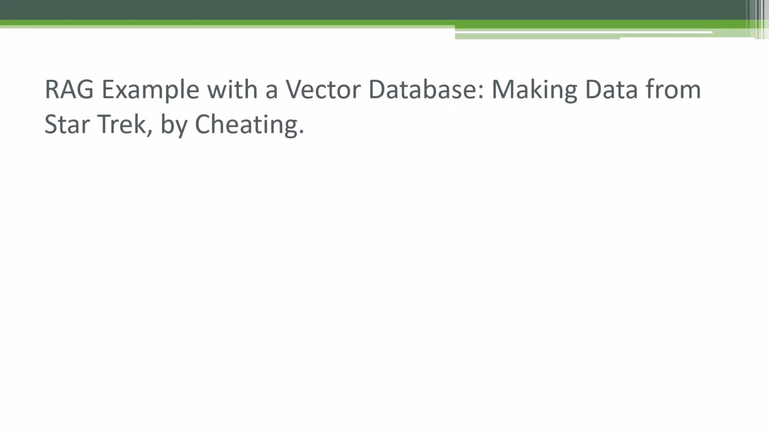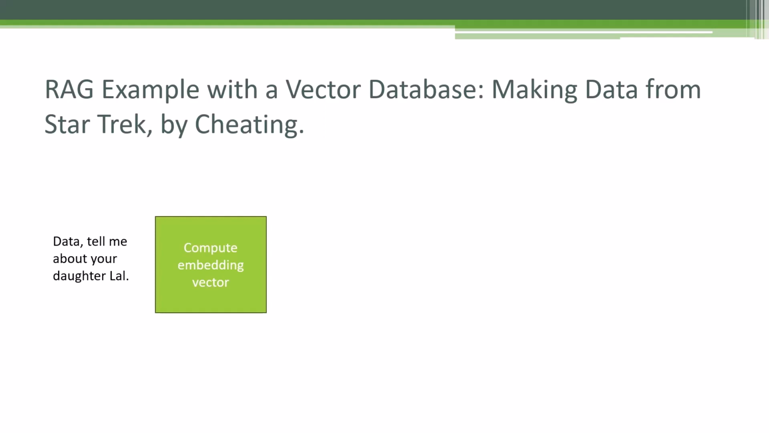So let's talk about that example. Let's say that I want to create Data from Star Trek, but this time instead of using fine-tuning and actually building up a fine-tuned model that really sort of mimics the brain of Data, if you will, this time we're going to cheat and we're just going to use RAG. So how might that work? Let's say a user types in a prompt, "Data, tell me about your daughter Lal." So how might that work with RAG?